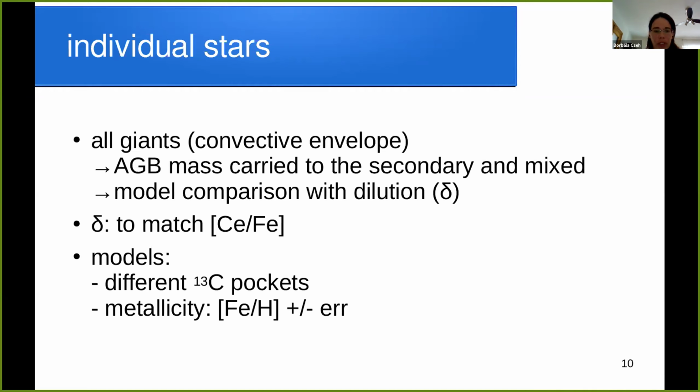And the models that I will show have very different C13 pockets, where the neutrons are released to produce the elements heavier than iron. And we have taken the models in the metallicity range within the error bar of each star.